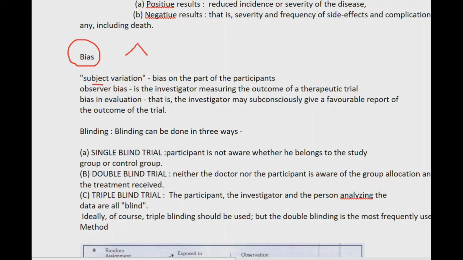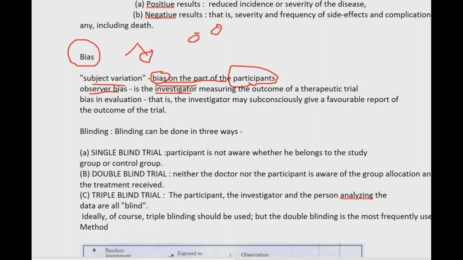It can be either subject variation, that is bias on the part of the participant. If the individual in this experiment knows that they are getting that specific drug or vaccine, they may think that they are getting well, and feel that they are recovering from the disease, and that can be a bias of that experiment. So this is known as subject variation. Then observer bias. Observer bias is on the part of the investigator who is experimenting the trial, who is measuring the outcome of the therapeutic trial. If the investigator knows that one person is getting that vaccine and another is not getting that vaccine.